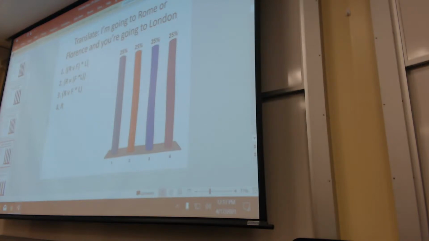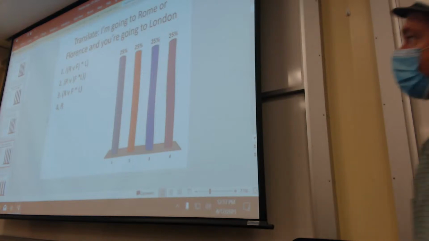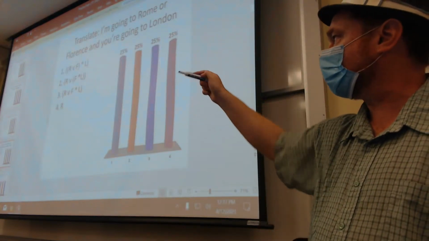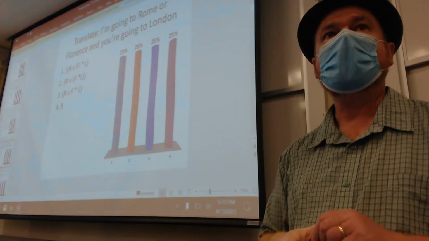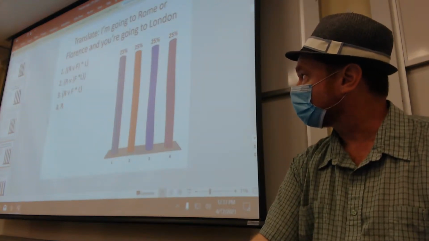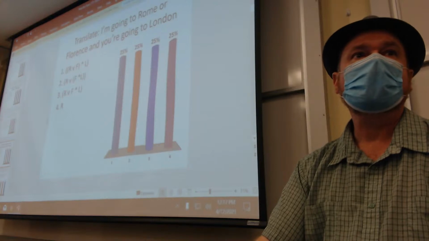And you're going to London. Then you need extra parentheses. Again, anything looking like 3 can never be right. You need to group letters together in 2s. Putting them together in 3 is not well formed.